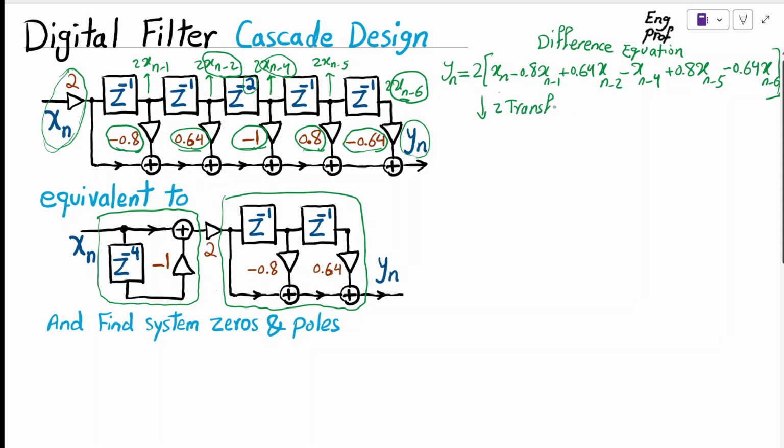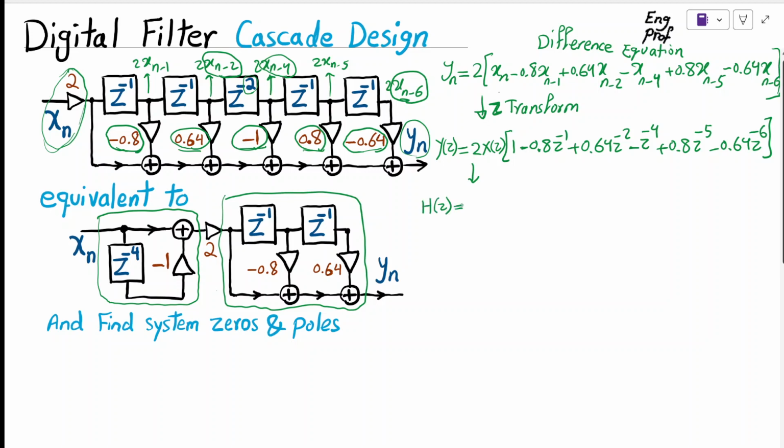So applying the Z transform, naturally I'm going to get Y(z) on the left hand side equal to 2 times (X(z) factored out so that I don't end up writing it multiple times: minus 0.8 z^-1 plus 0.64 z^-2 minus z^-4 plus 0.8 z^-5 minus 0.64 z^-6), and the whole thing is multiplied by X(z). Now I just need to say H(z) is Y(z) over X(z). This is the system transfer function.